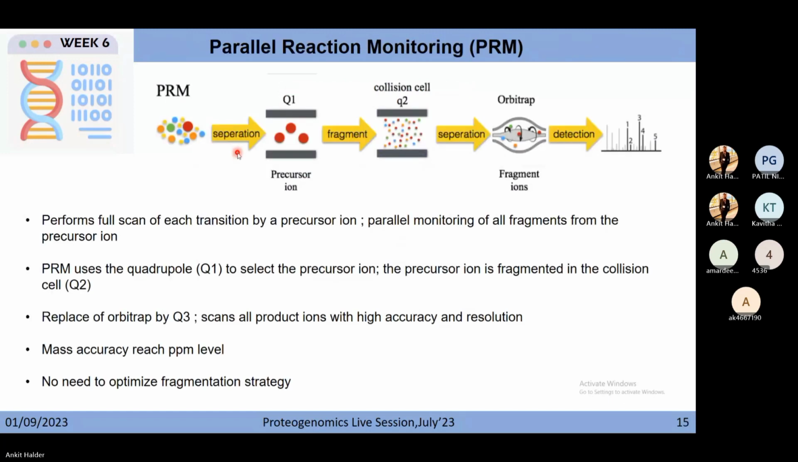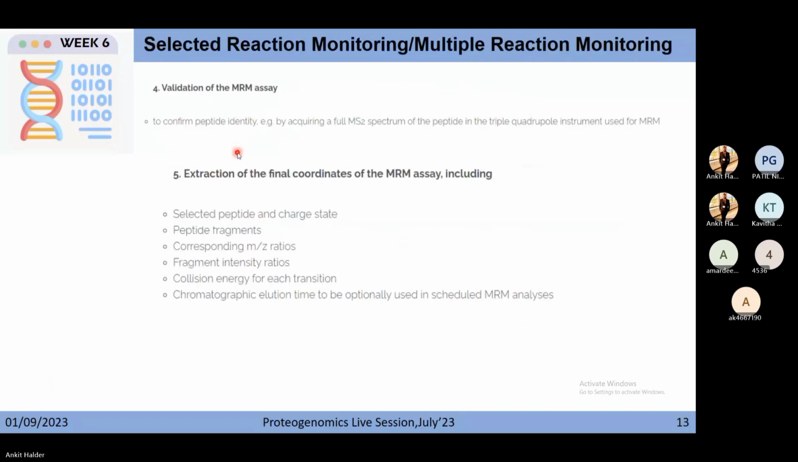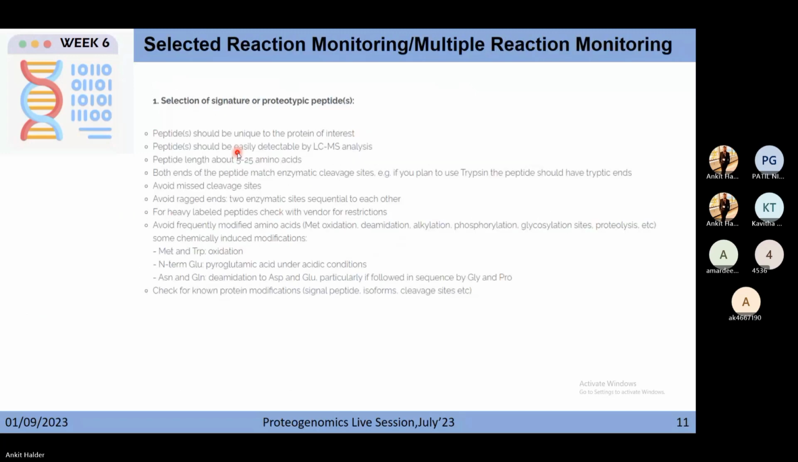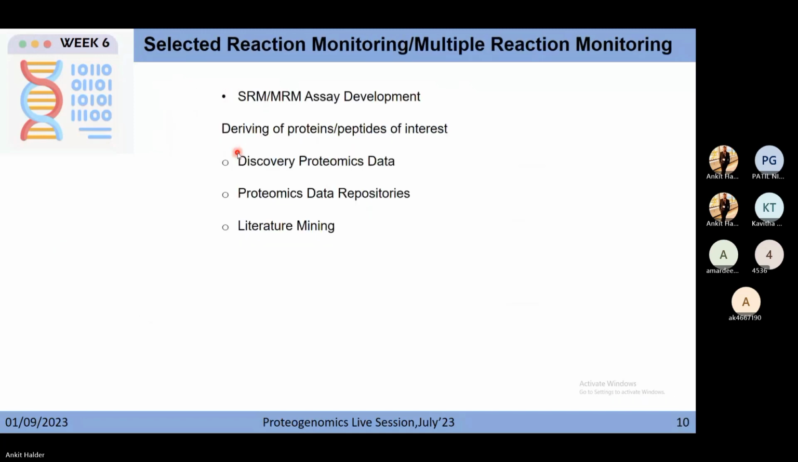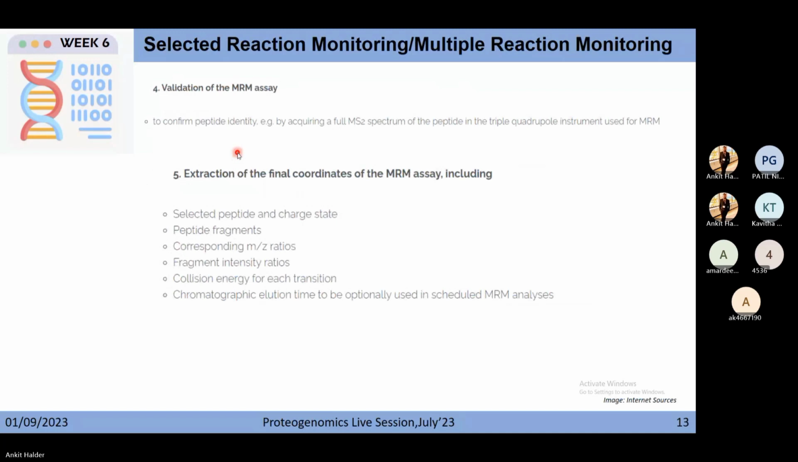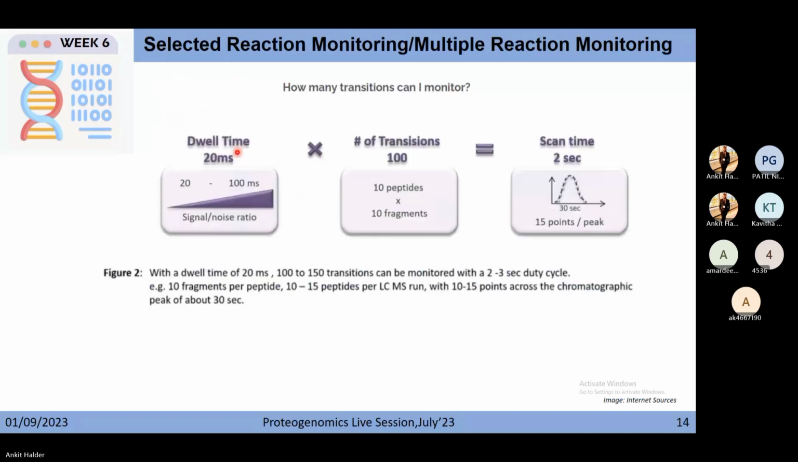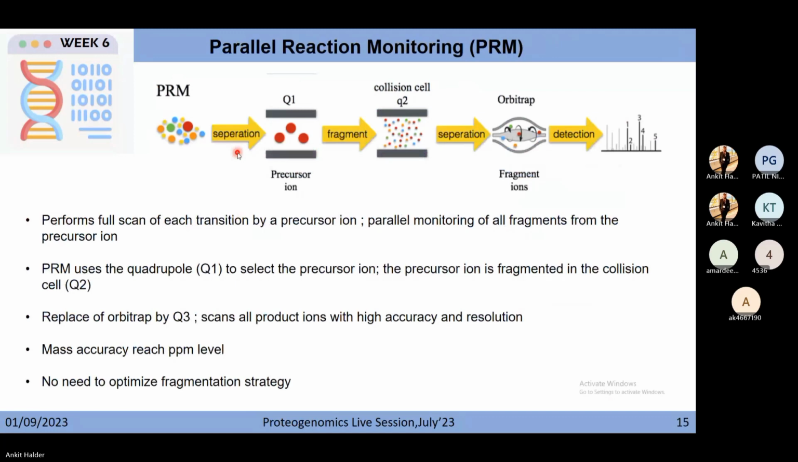So this was about the selected reaction monitoring or SRM assay. We will be looking at the software Skyline, how we can prepare these transitions and how to set them up in a format for a particular protein. We will look into that. So now, any questions on selected reaction monitoring or multiple reaction monitoring?